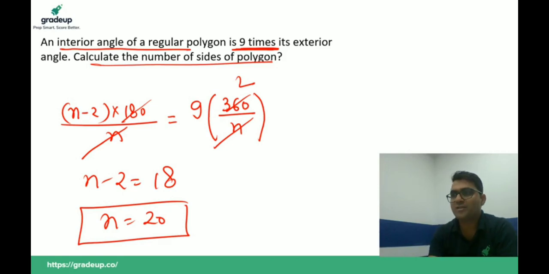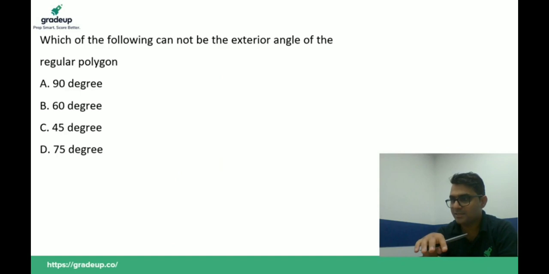Now let's move to the next question. Which of the following cannot be the exterior angle of a regular polygon? A, B, C, D.